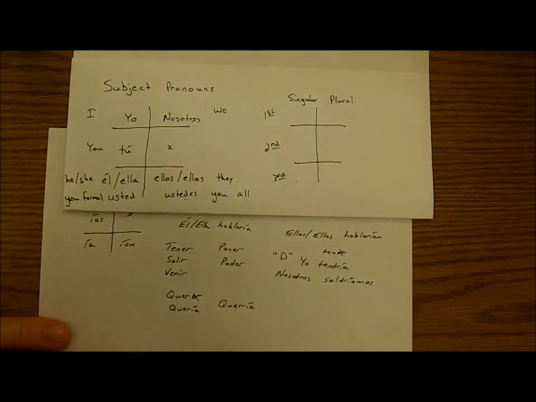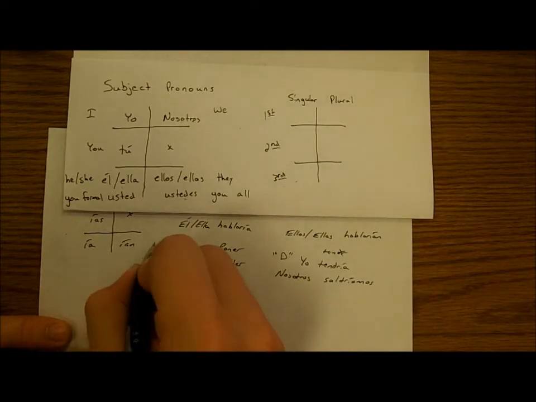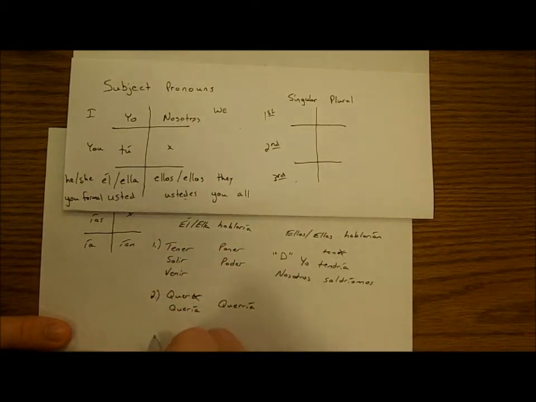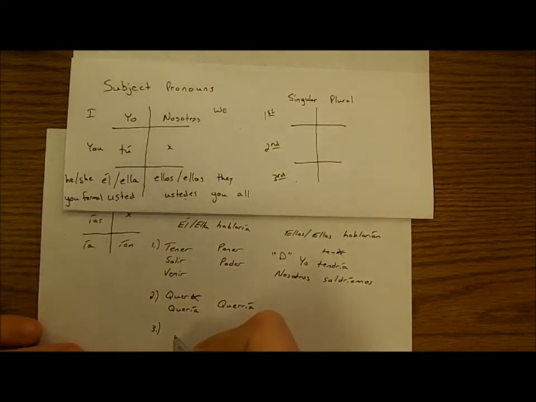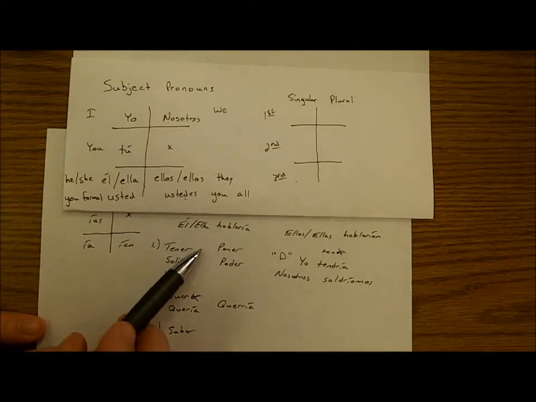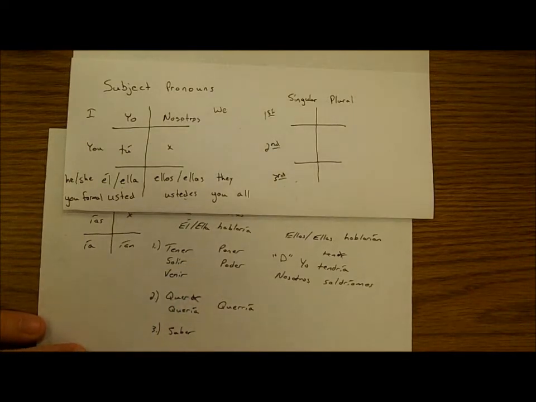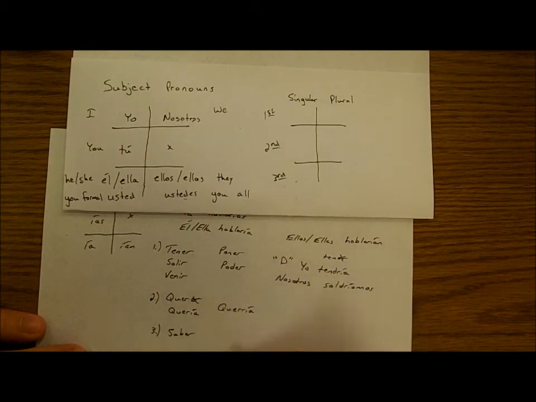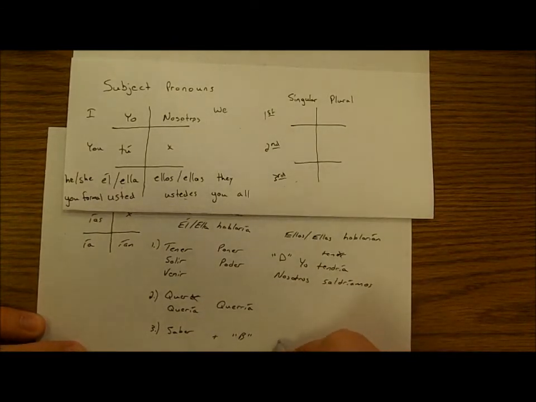The next word that we're going to have is saber. Now, saber follows the same principles as tener, salir, venir, poner, and poder. But instead of adding a D, they're going to add a B. So you're going to cross off the ER, add the B. So if we want to say you would know, tú sabrías.